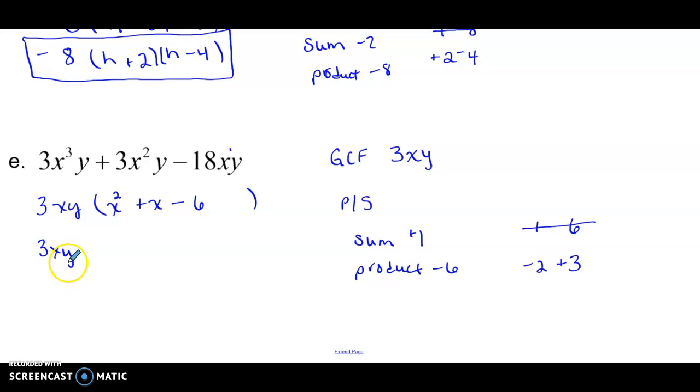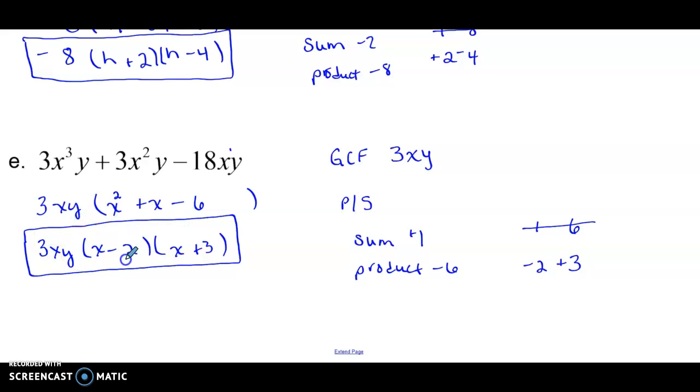So I'm keeping my GCF. I'm going to write my trinomial as two binomial factors, x subtract 2 and x plus 3. Now my original trinomial is factored fully.